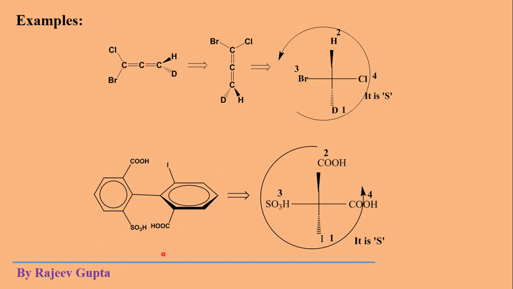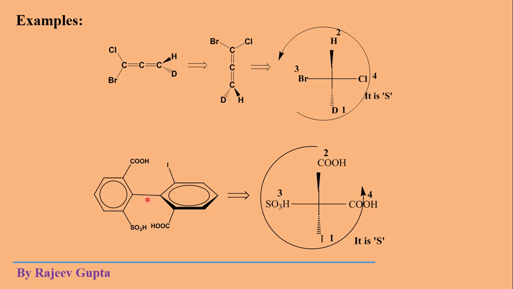Now comes this example. It is an example of a biphenyl derivative. This is the first phenyl ring, this is the second phenyl ring. Both are attached by a single bond, which is also called a pivotal bond here. Okay. These types of molecules also show atropisomerism, a type of stereoisomerism.